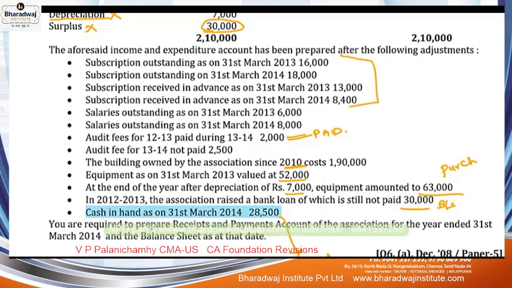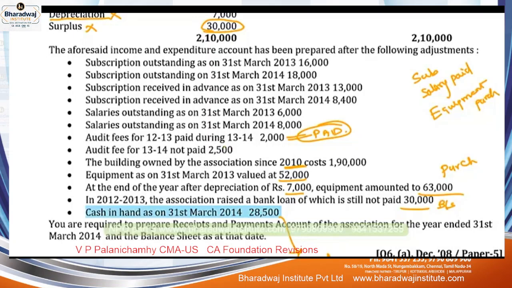Do the working for subscription. Do the working for salary. I want your answer for subscription received, salary paid. Audit fees is directly given. What is paid is given, no problem for us. Then what is the equipment purchased? Do the three workings: subscription received, salary paid, equipment purchased. I request you to do. Try to get the answer.